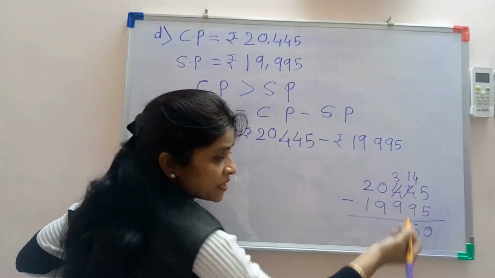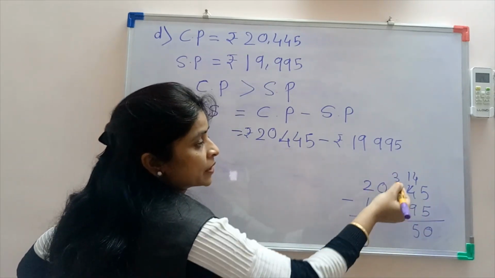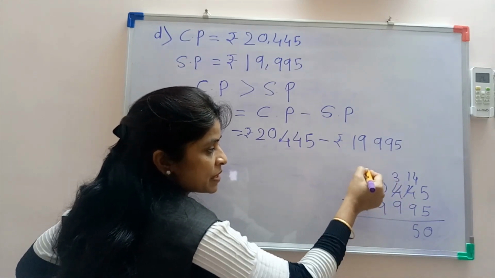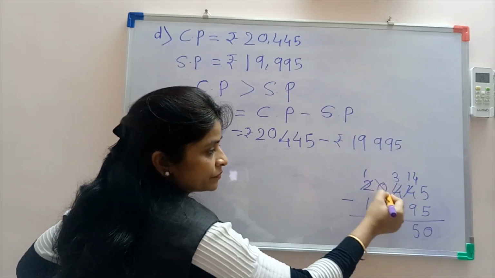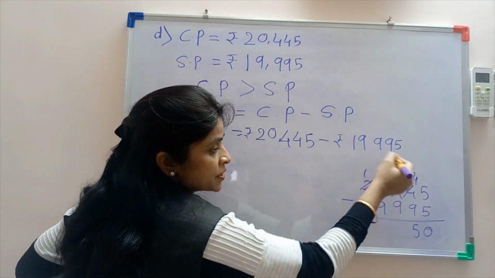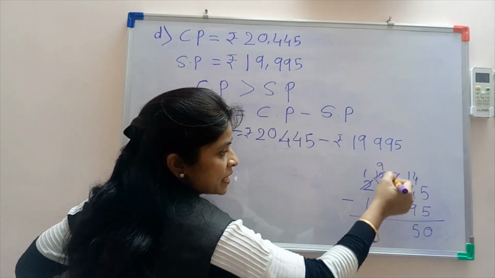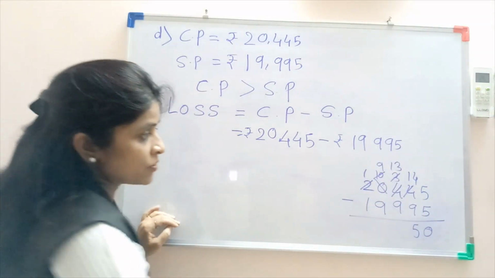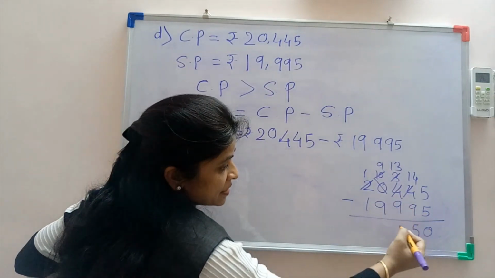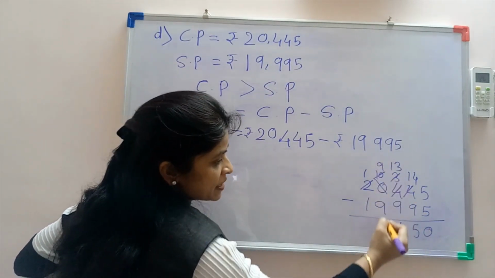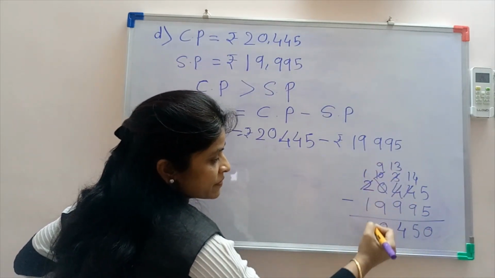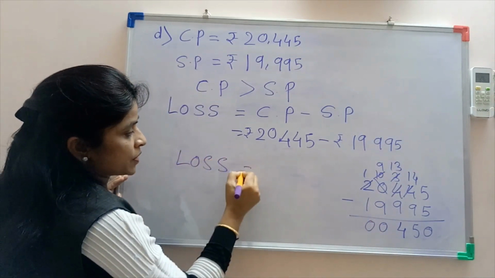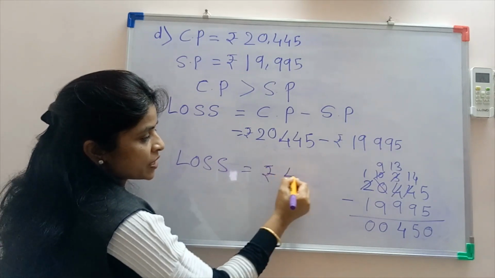Again 3 minus 9. Again 3 is a small number. We will regroup the number. 1000 place is 0, so we will go to the 10,000 place. 10,000 becomes 1. This becomes 10 and it will give to the 100 place, which becomes 9, and 3 becomes 13. Now students, 13 minus 9 is 4. 9 minus 9 is 0. 1 minus 1 is 0. Now loss is equal to rupees 450.